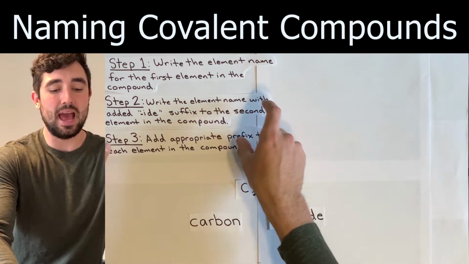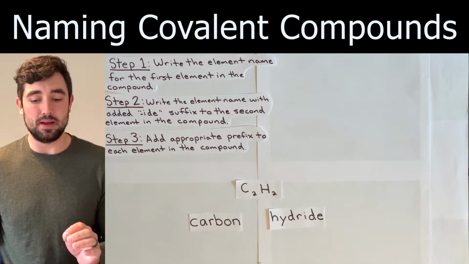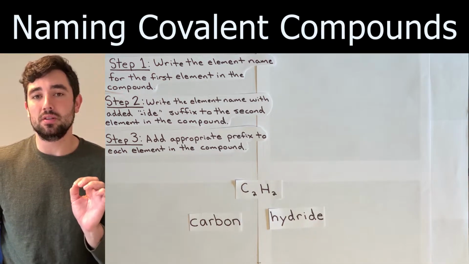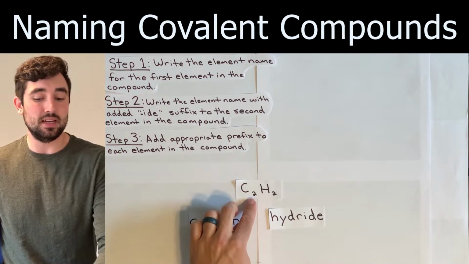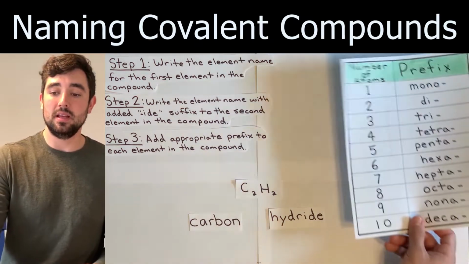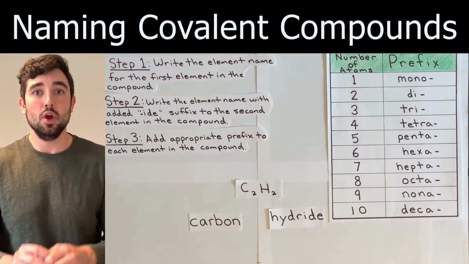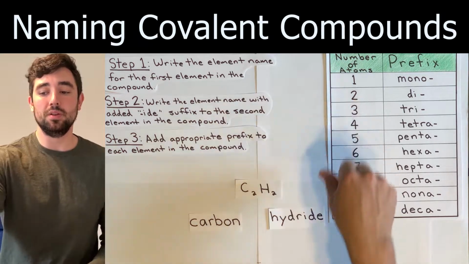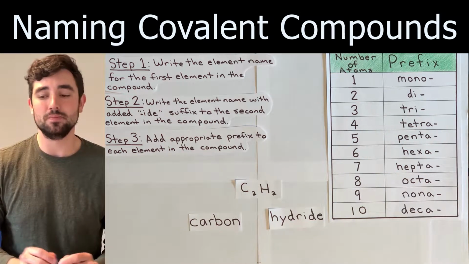We want to look towards step 3 now. Step 3 says add the appropriate prefix to each element in the compound. The prefixes are going to associate themselves with the number of atoms. So the prefix is going to tell us how many carbons are there or how many hydrogens. Here is a table that I made to go through all those prefixes. We're going to focus on 10 prefixes, 1 through 10, and they're listed here on the right. It's something that you will have to memorize and know.